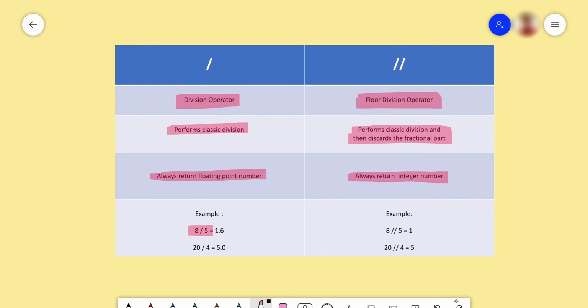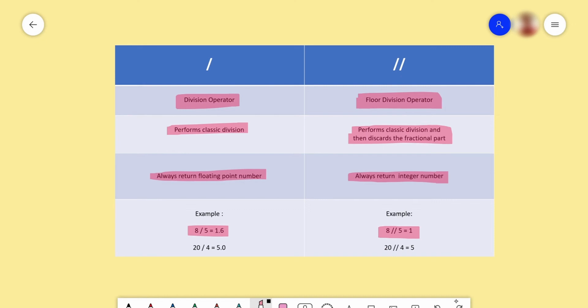If we see the example, when 8 is divided by 5 using a single slash, 1.6 is the output, whereas when 8 is divided by 5 using a double slash or floor division operator, the answer is 1.